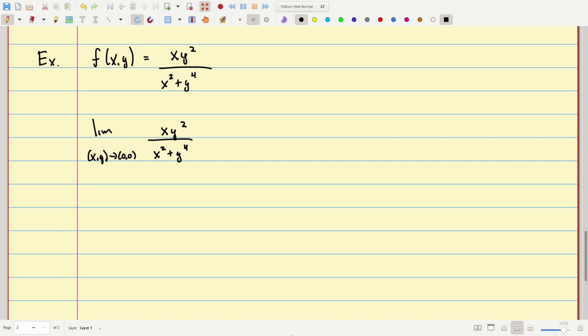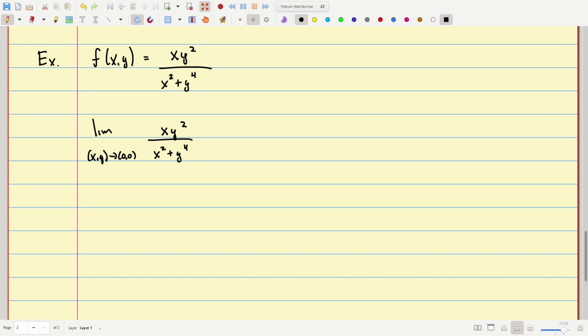So we have the limit as (x, y) approaches (0, 0) of xy squared divided by x squared plus y to the fourth. Okay, want to see if we can figure out if this exists or not. So we have a little bit of thinking to do about this one.